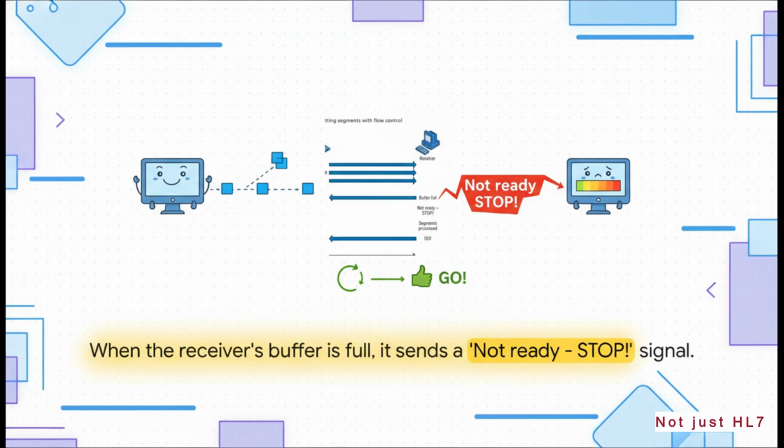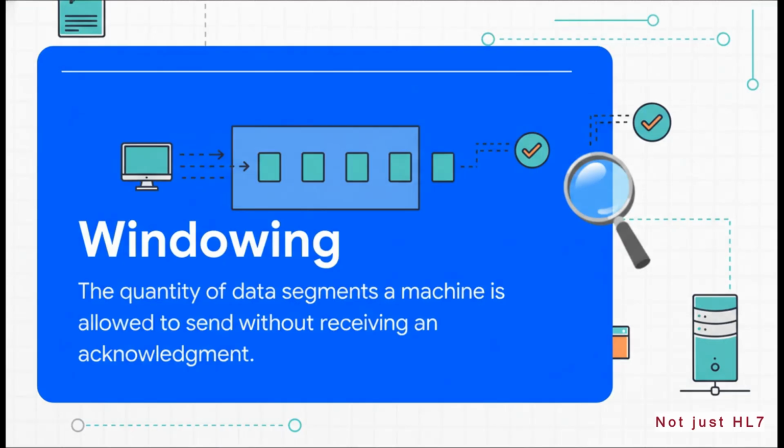It's a simple but really elegant solution that's crucial for preventing data loss in a world where network speeds are never perfectly matched. Now, imagine if the sender had to stop and wait for an acknowledgement for every single tiny segment it sent. Things would be painfully slow.